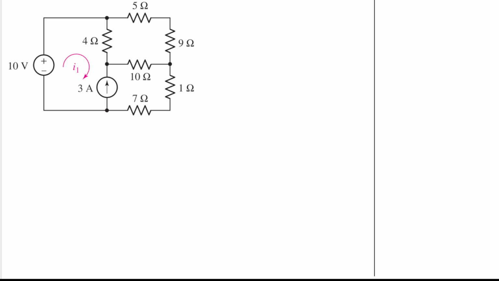Okay, in this video, I will explain how to find I1, which is the current in this loop here. So our goal is to find I1. To do that, I will use mesh analysis, but with some caveat here, because we have a current source in the loop between two loops.